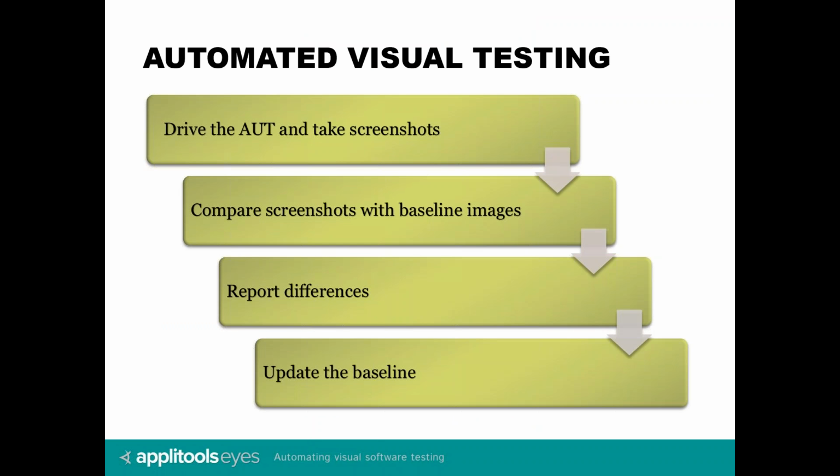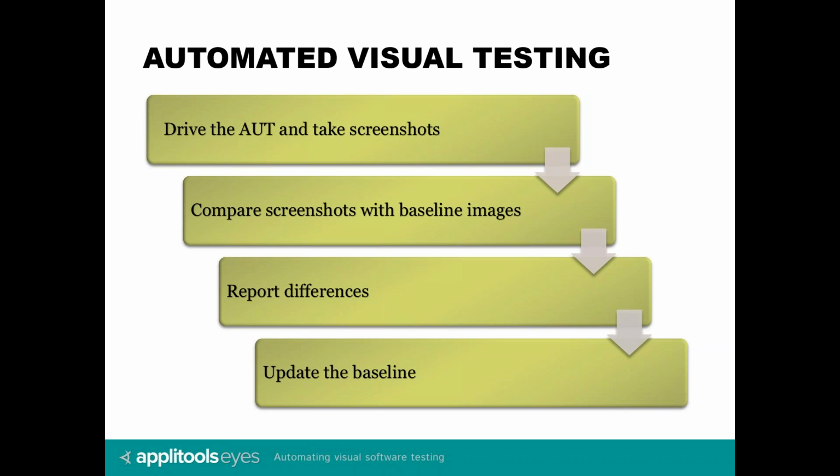Now, all automated visual testing tools work the same way. They have the same four-step workflow. In the first step, you drive the application under test and take screenshots. In the second step, the tool takes those screenshots and compares them with baseline images. Now, these images define the expected appearance of the application, and in the majority of cases, they're simply screenshots that were taken in the past and approved by a human tester.